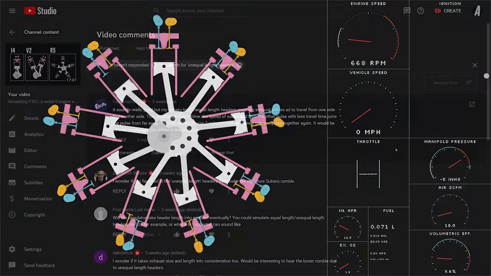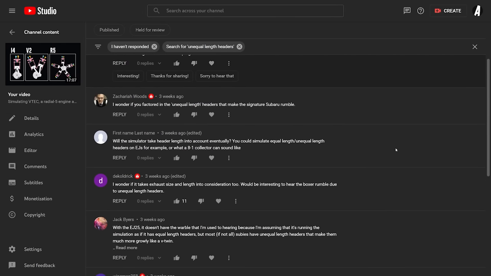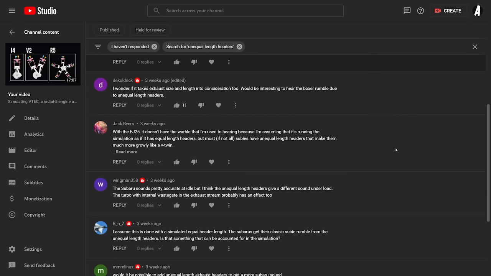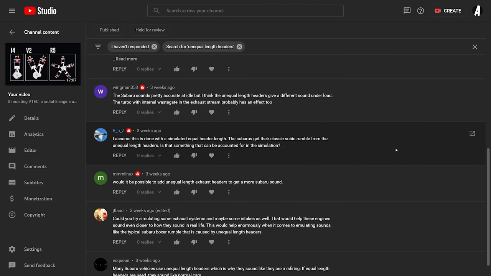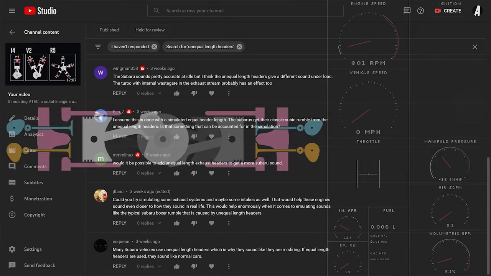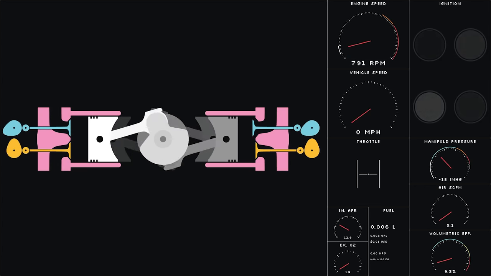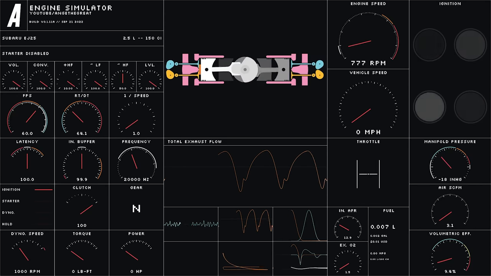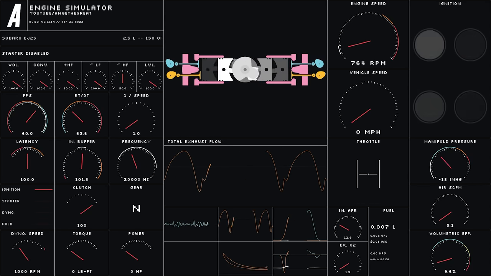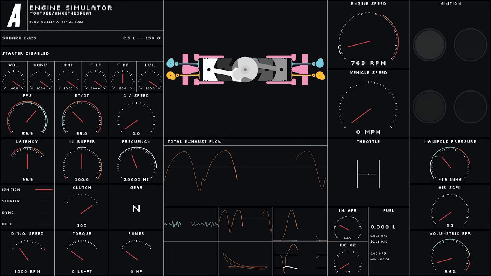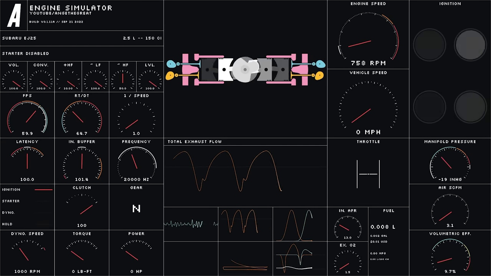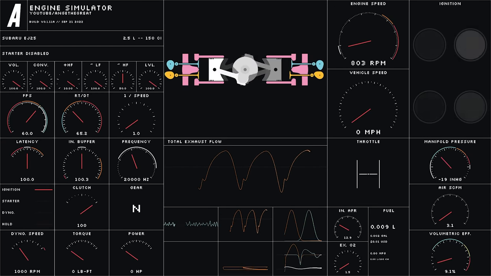Alright, with that out of the way, the first thing I have to do is apologize to Subaru owners. I realize my last video must have been very traumatic, since I neglected to account for unequal length headers, which give some Subarus their distinctive sound. Well, the simulation now supports unequal length headers, so let's try this again. First, just for the sake of comparison, I'm going to demonstrate a Subaru with equal length headers.